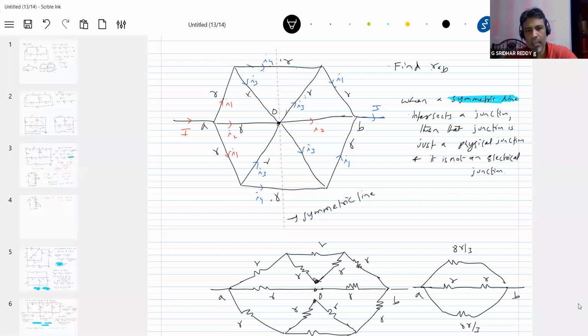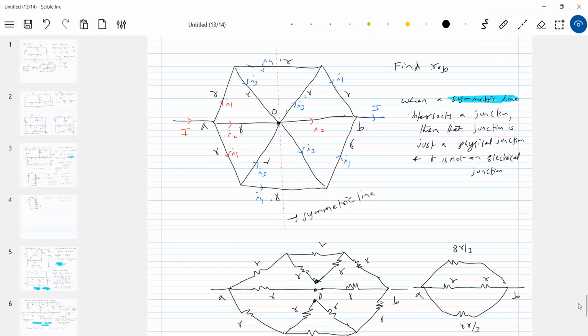Now, this part of the circuit is simple series parallel: 2R, 2R by 3, 2R by 3 in parallel, plus 2, it'll be 8R by 3. Now this 8R by 3 and 8R by 3 are parallel. Then their effective is in parallel with 2R. Then we'll get RAB. Anybody, the value of RAB? 4R by 5.